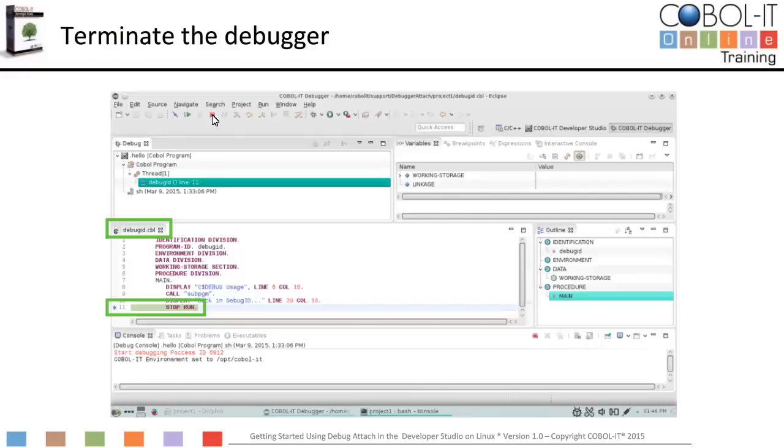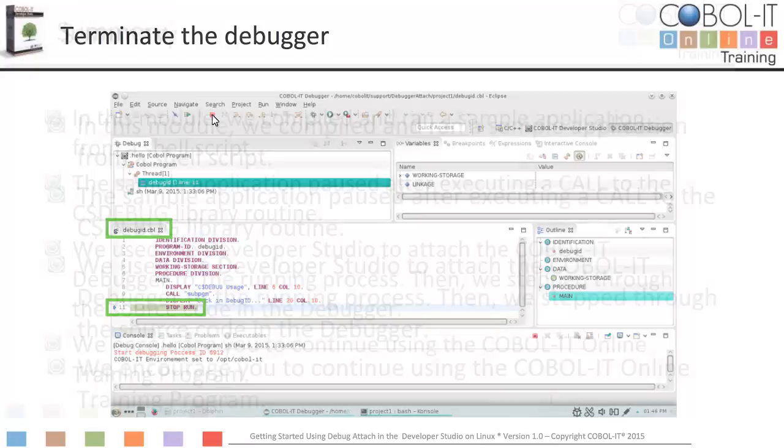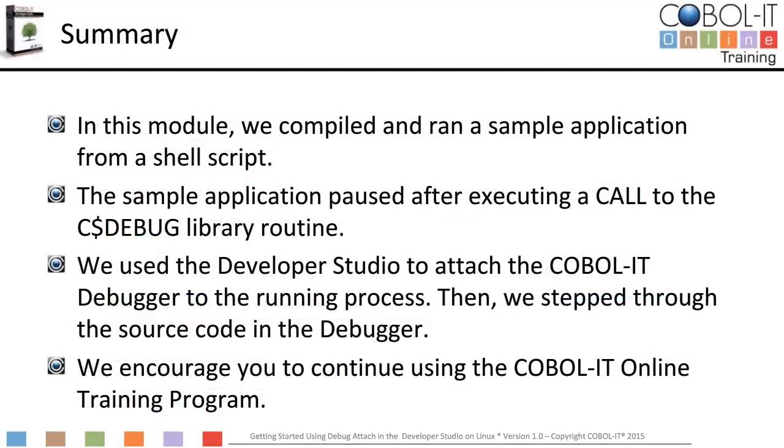Let's proceed to the summary now. In this module, we compiled and ran a sample application from a shell script. The sample application paused after executing a call to the C$debug library routine. We used the Developer Studio to attach the COBOL-IT Debugger to the running process. Then, we stepped through the source code in the debugger. For more detailed information, and the very latest reference documentation, please visit the doc folder under your COBOL-IT home directory.